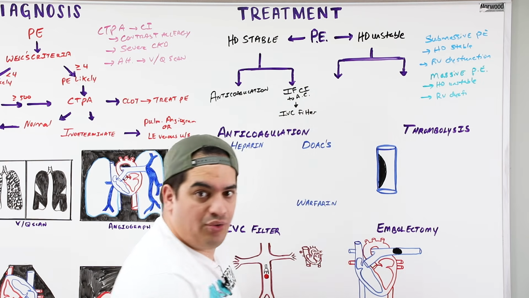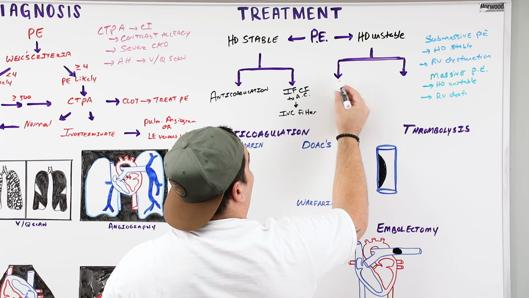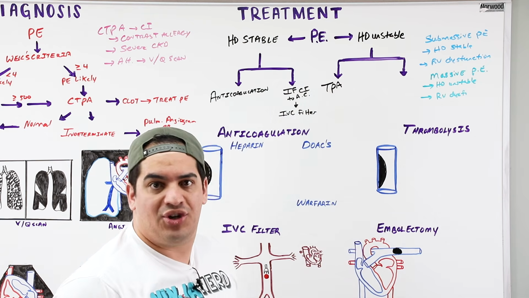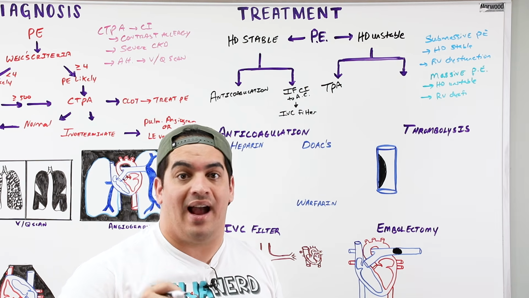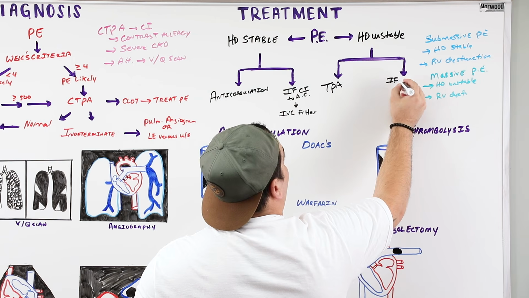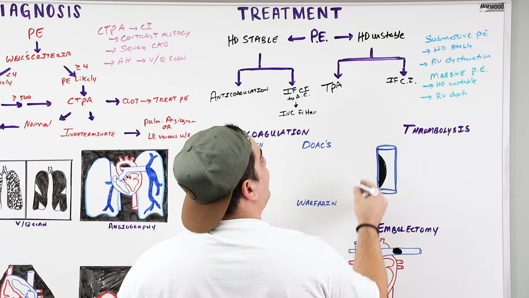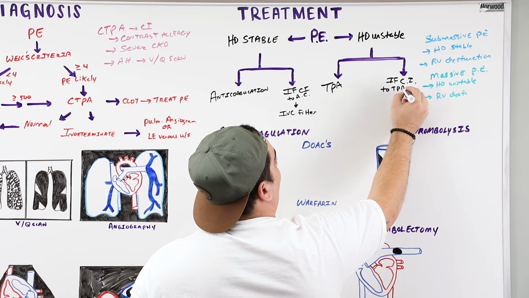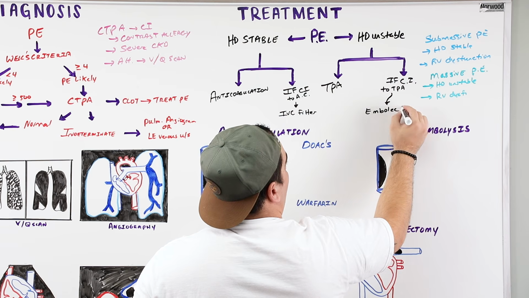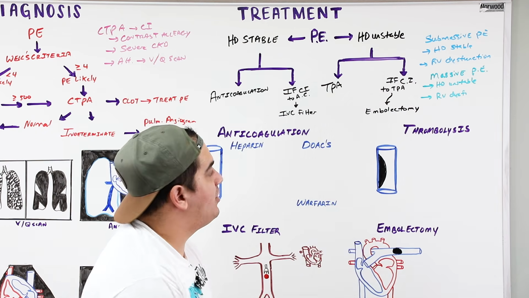So in these kinds of scenarios, your massive PEs where they're more hemodynamically unstable, you might opt for these treatments. What are those treatments? Generally you can give something called TPA, tissue plasminogen activator, to help bust open that clot. But if they have a contraindication, look how easy it is, it's just the same thing as this one. If they have a contraindication to TPA, then you go with something called an embolectomy. Done.